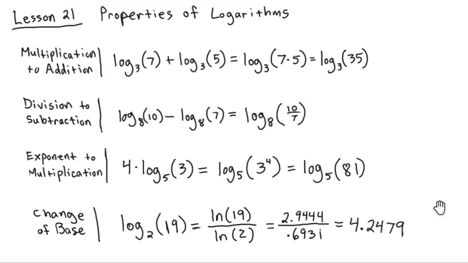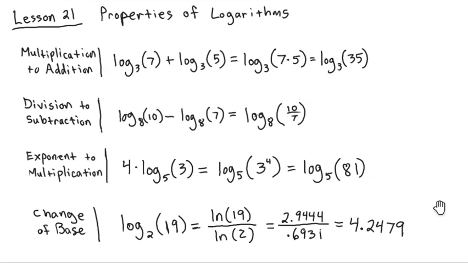The last property is called the change of base. And this one is where you actually want to calculate logarithms. The change of base formula goes like this. If you have a logarithm with a base, so this is log base 2 of 19, what we can do is turn this into a quotient of two logarithms that have the same base. We're going to use the natural log, because the natural log is really easy to use. It's got its own button on the calculator.